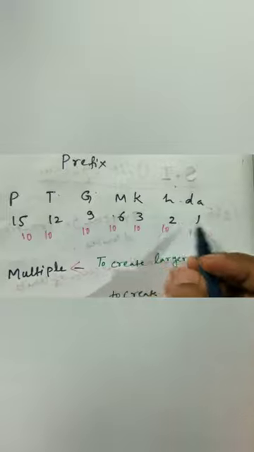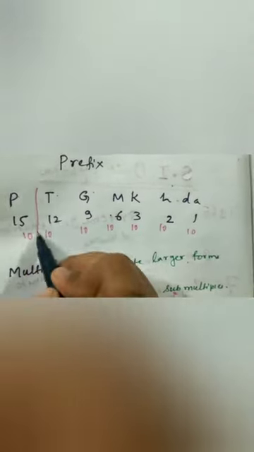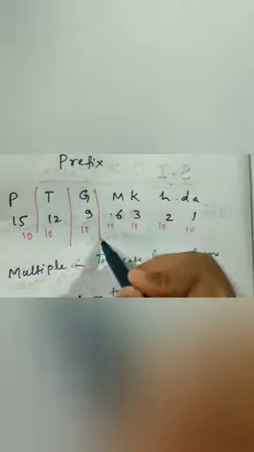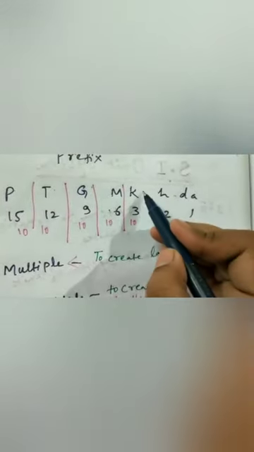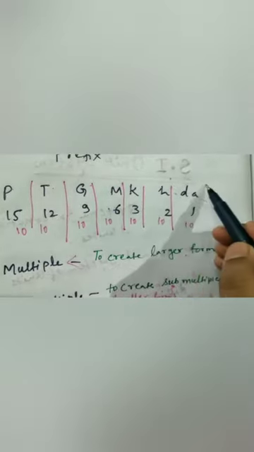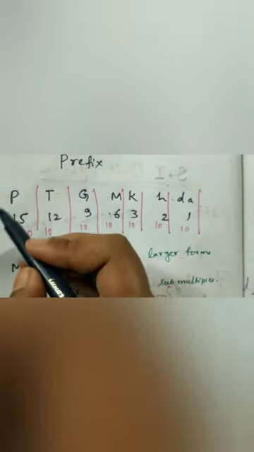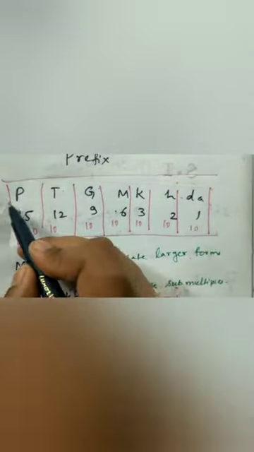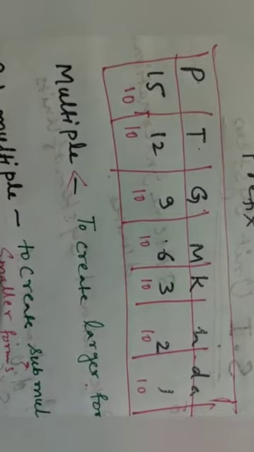So this is the formula: PTG, MK, HDA, with 15, 12, 9, 6, 3, 2, 1. So P is 10 to the power 15, T is 10 to the power 12, G is 10 to the power 9, M is 10 to the power 6, K is 10 to the power 3, H is 10 to the power 2, and DA is 10. This is the value.